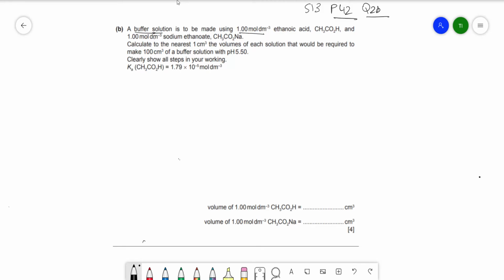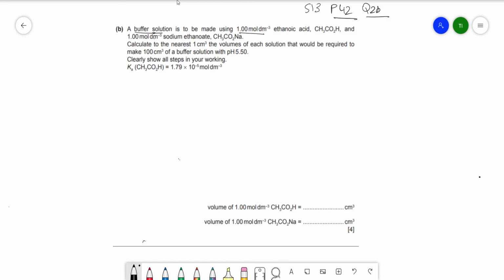Hello everyone. Today we'll be covering May/June 2013, paper 42, question 2b of CIE A-level chemistry, code 9701. This question was relatively difficult for a majority of the candidates that sat the exam, mainly because it also involved a link with mathematics. So let's proceed.